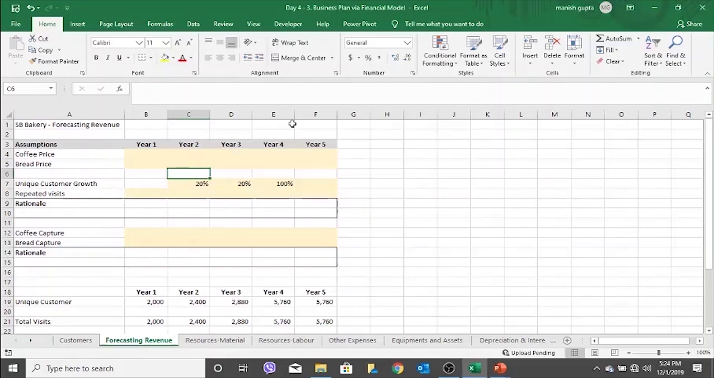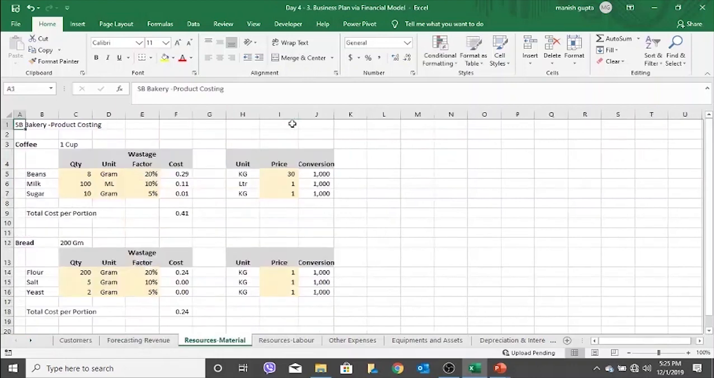Okay, so if you're able to do these two sheets, the rest is just a follow-through.